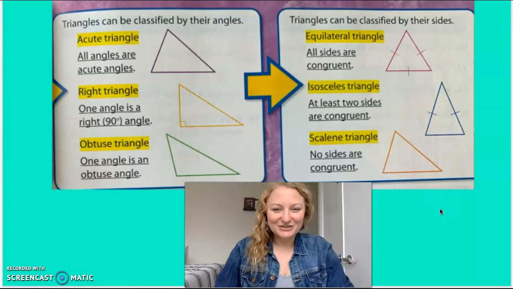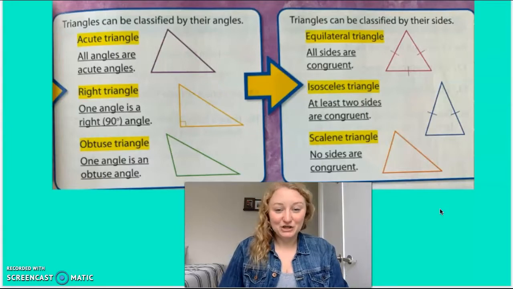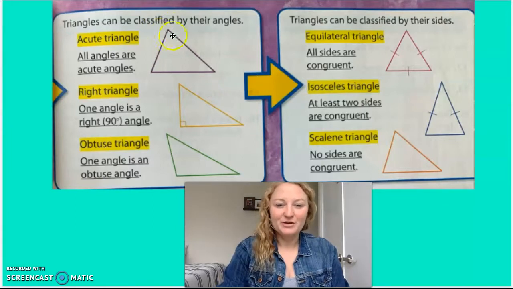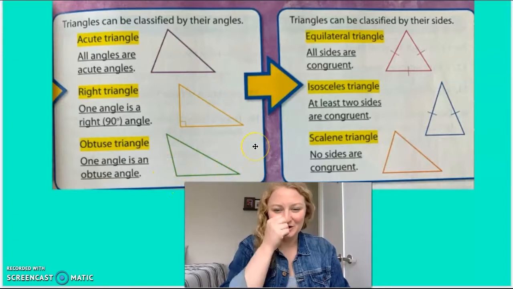When we look at triangles and how they're classified by angles, there's three ways to classify them. You can have an acute triangle where all three angles are acute or less than 90 degrees. You can have a right triangle where one angle is 90 and the other two are acute. Or you can have an obtuse triangle where there's one obtuse angle and the other two angles are acute.